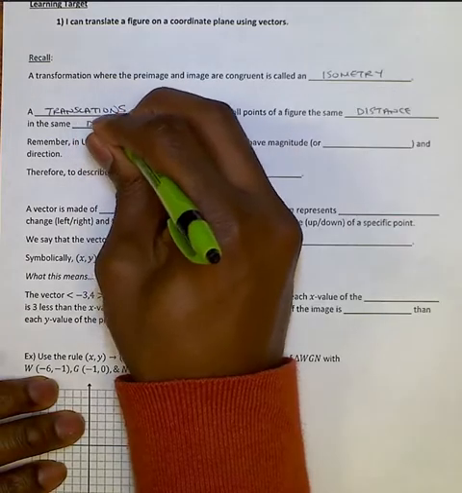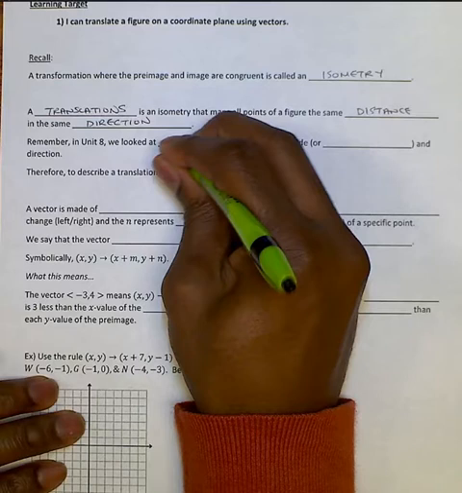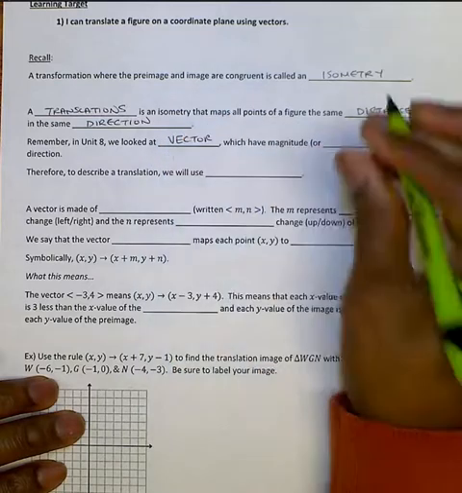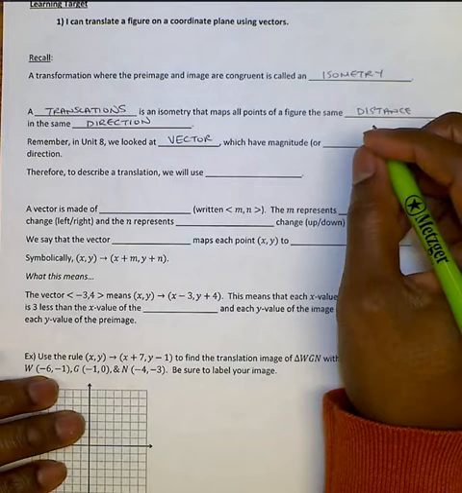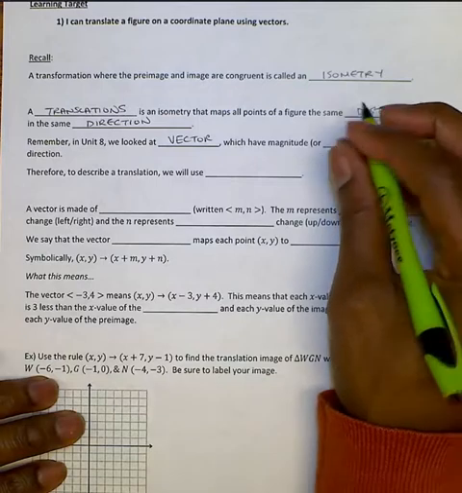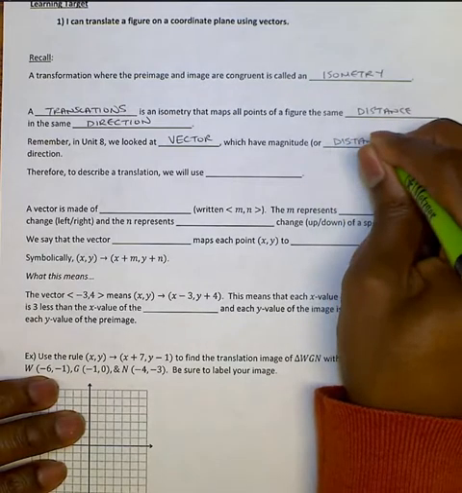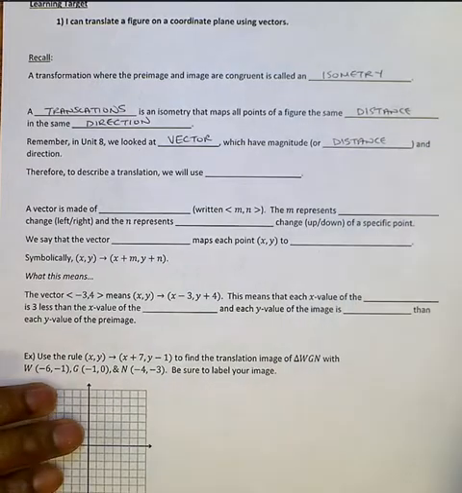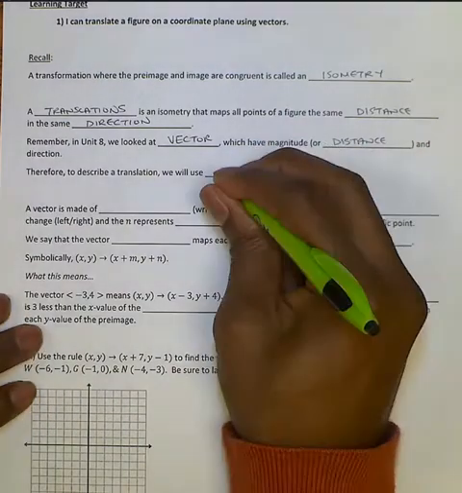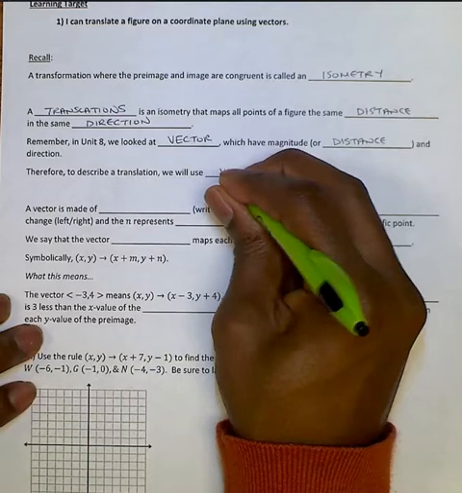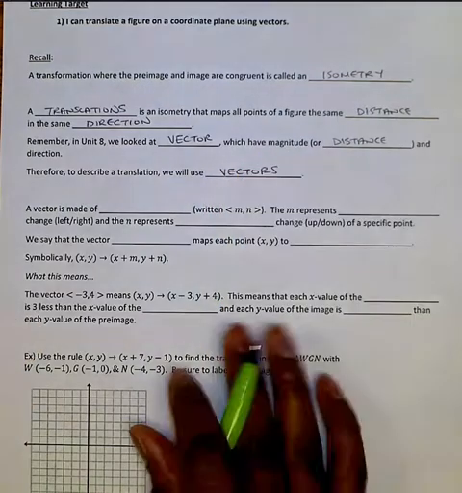Remember that in Unit 8, we looked at vectors, and a vector was a force with a distance and a direction, a magnitude and a direction. So magnitude or distance was the same. Okay, so therefore to describe a translation, we will use vectors, which sounds a lot more challenging than it really is.